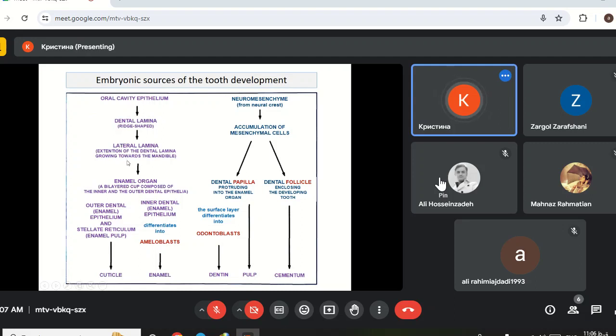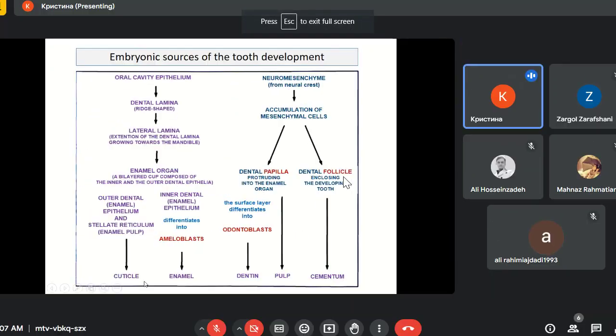Dental buds form enamel organs, and the enamel organ finally will give rise to the enamel of the tooth, which covers the crown of the tooth, and the cuticle, which covers the enamel from the outside, but mostly it is erased, and it still is present on the lateral surface of the tooth.